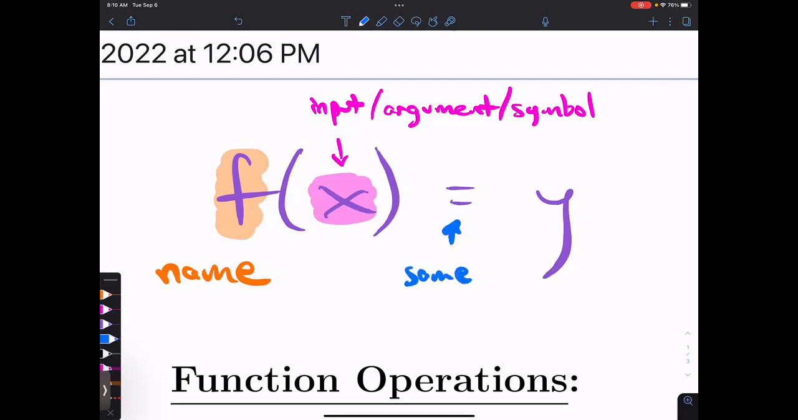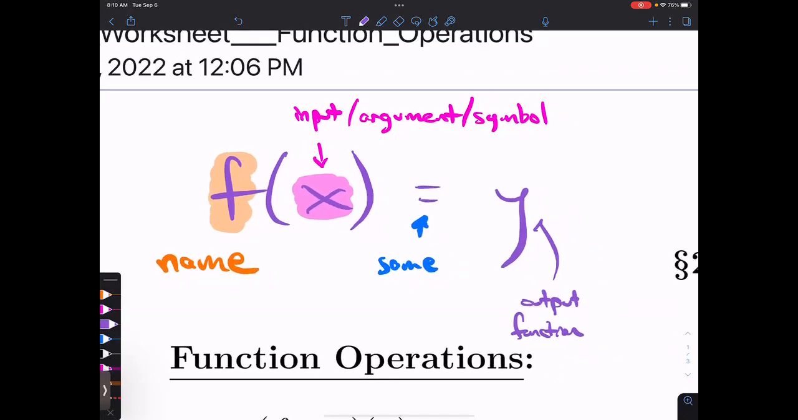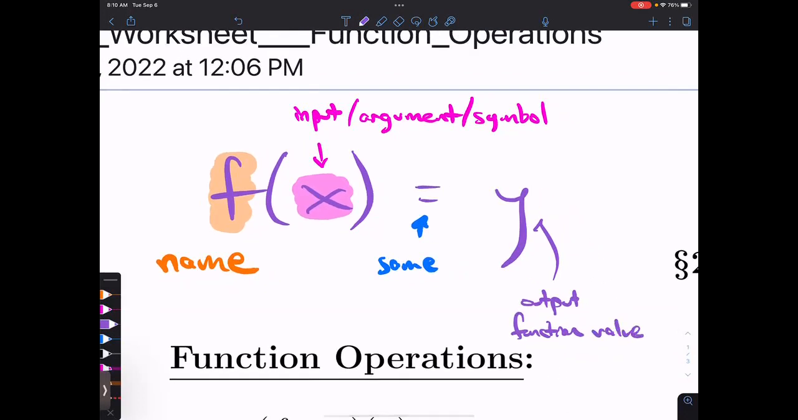And then this is our output or our function value. So it's what we end up with, right? That's what it gives back. And thinking again about the ordered pair thing, saying that a function passes through the point 3, 1 means that the x value 3 pairs with the y value 1 for that function. And in order to be a function, that's the only way that 3 pairs up with something.